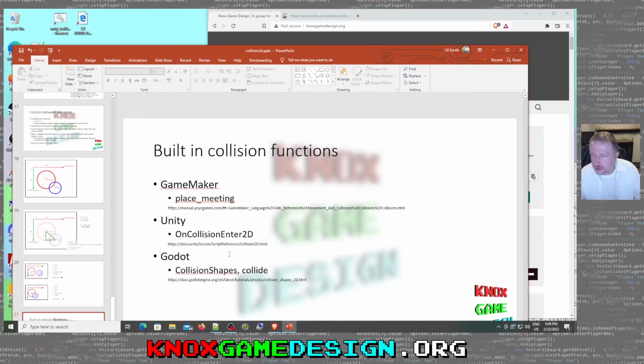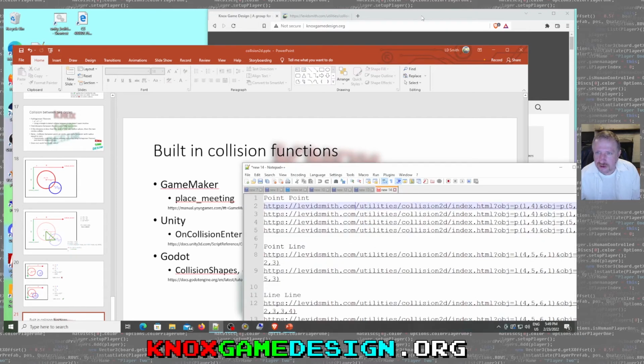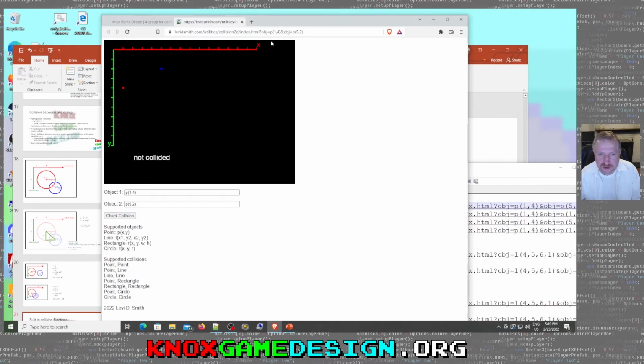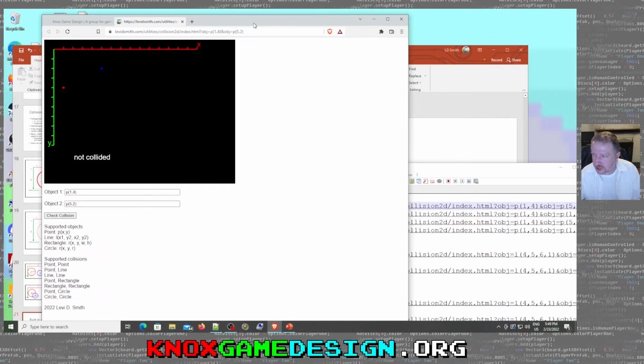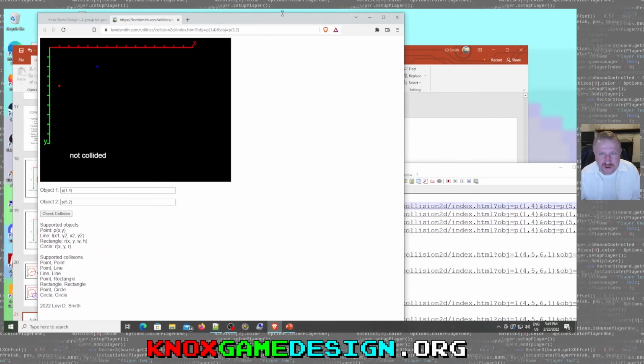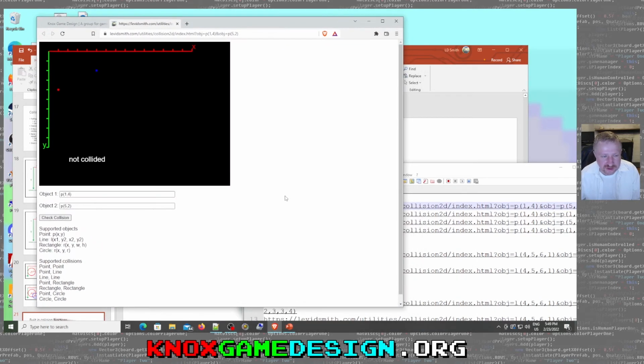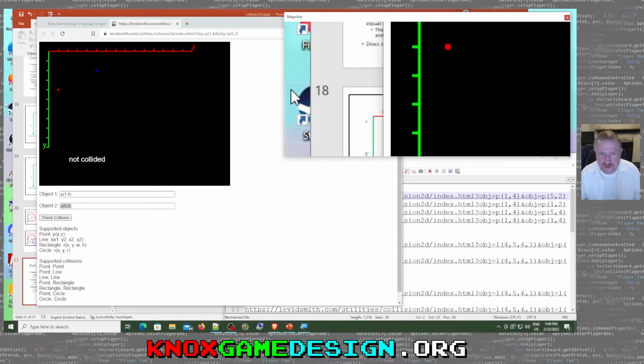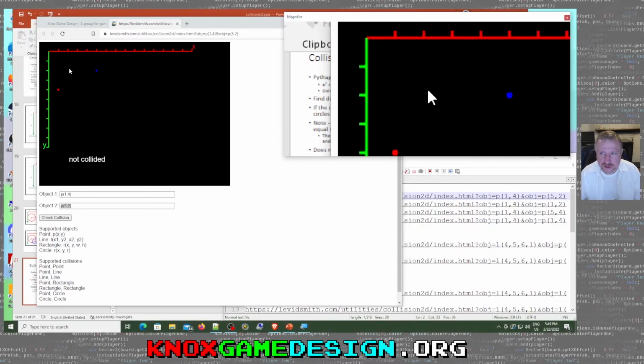So I have a quick demo. I've got a lot of these already queued up right here. I wrote this little JavaScript app, web app. Basically, you can put in two objects. So I've got the 2 points right here.